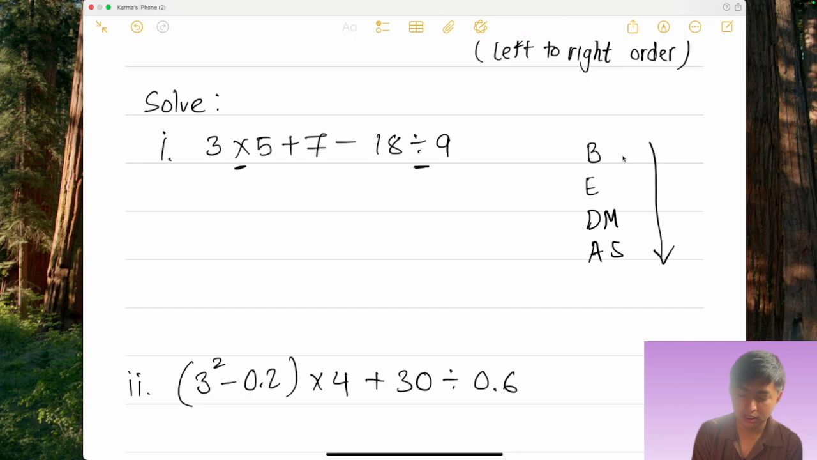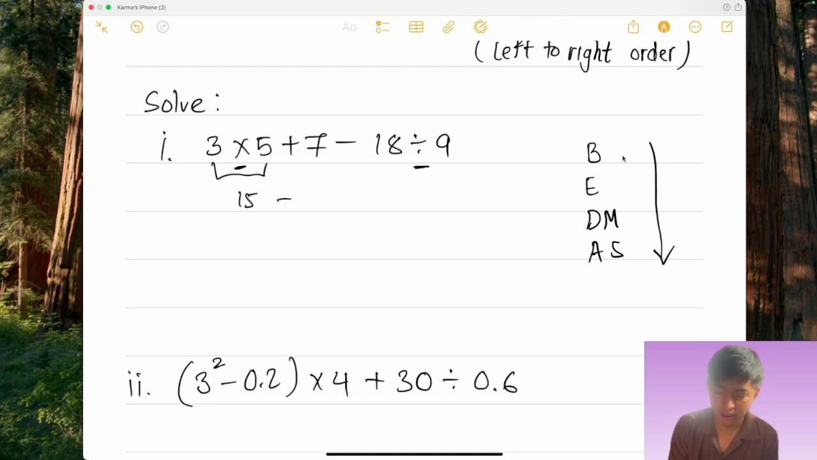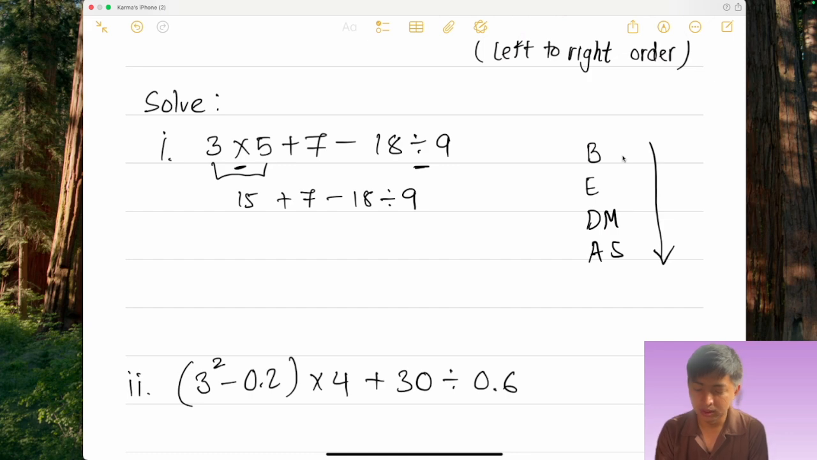So we first multiply this section, which is 3 times 5, and we get 15 plus 7 minus 18 divided by 9. Now we are only left with division, so division gets solved first. Addition and subtraction are not before multiplication or division, so we just ignore them and leave them as they are right now. Then we rewrite again: 15 plus 7 minus 18 divided by 9 is 2.